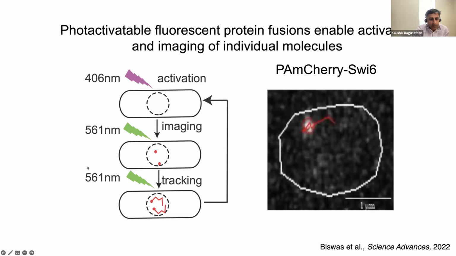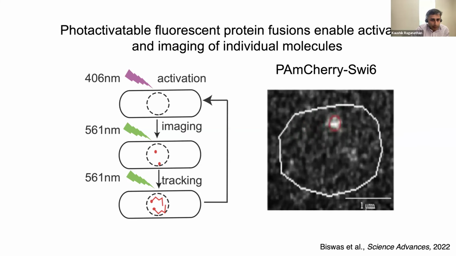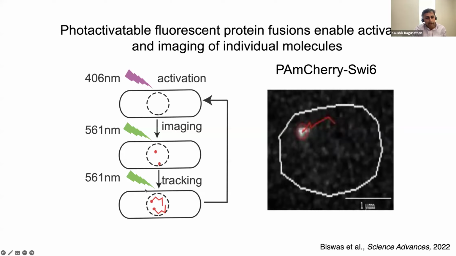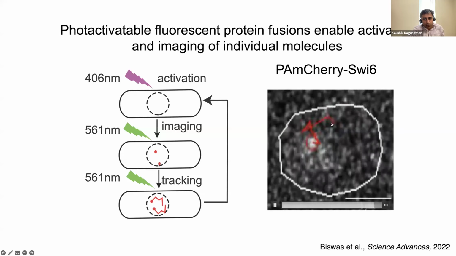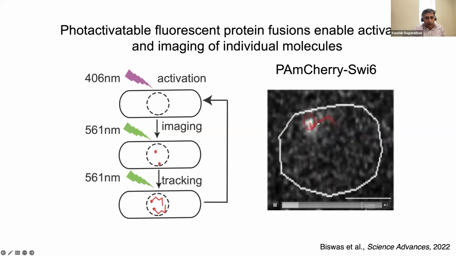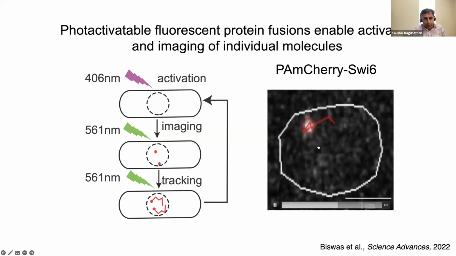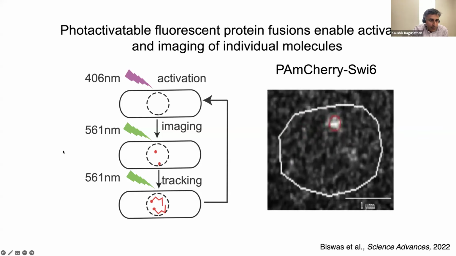And once you provide this activation pulse, you activate typically about 1 to 2 proteins. And then you can image this protein until it undergoes photobleaching using a 561 nanometer light source. So here you can see an individual molecule that's been photoactivated using 406 nanometer light. It moves around in the nucleus in a heterogeneous manner until it photobleaches after a few seconds.